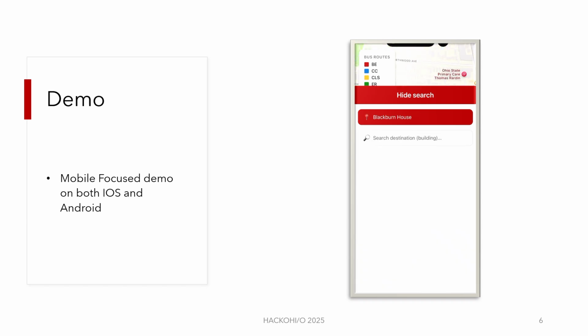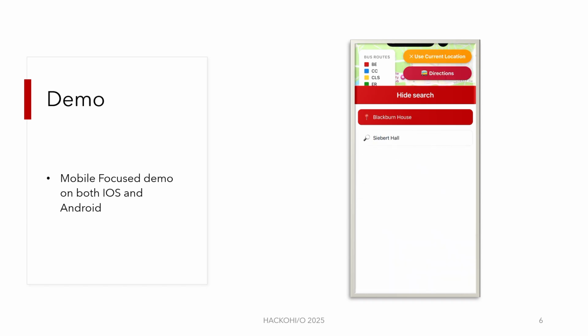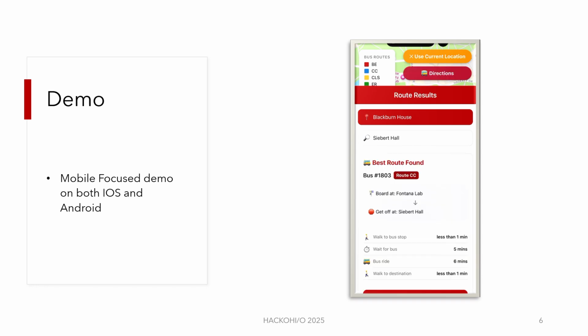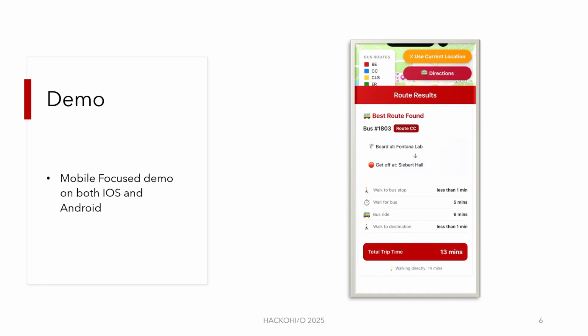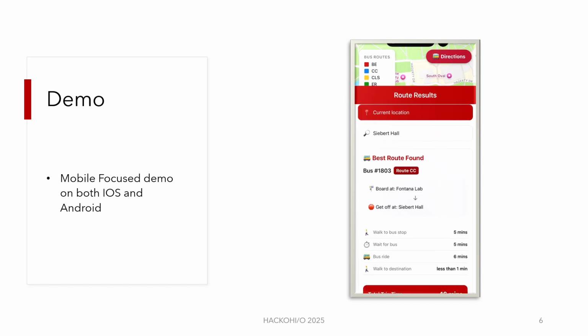And we can have a custom start location as well. So here we're going from Blackburn to Siebert. Now we press directions and we find a route. Now if we want to find a route from our current location instead, we can do as shown and press the top right, and there's our new route.